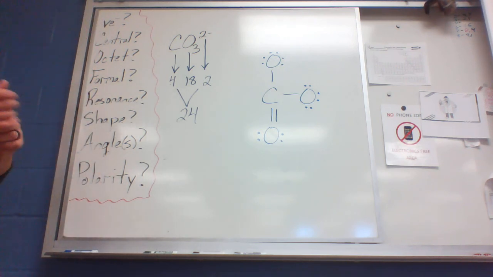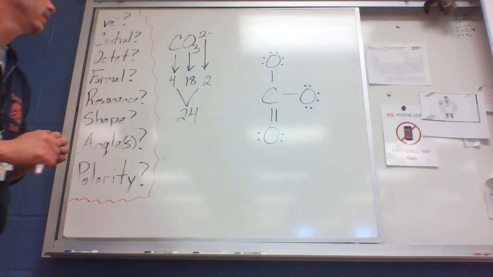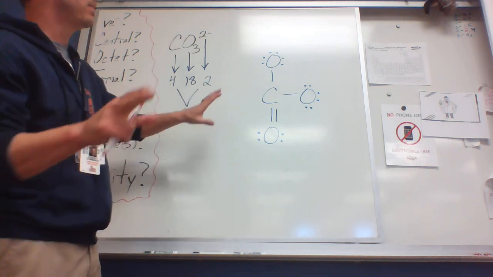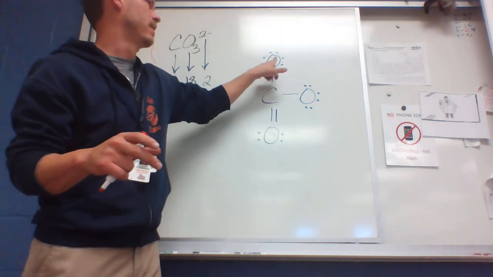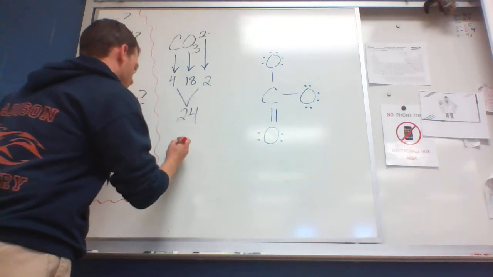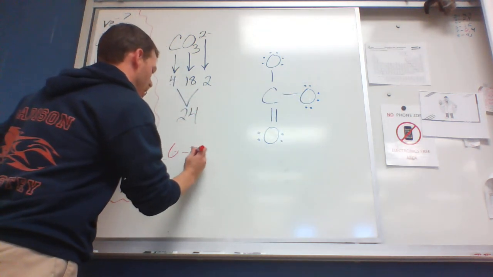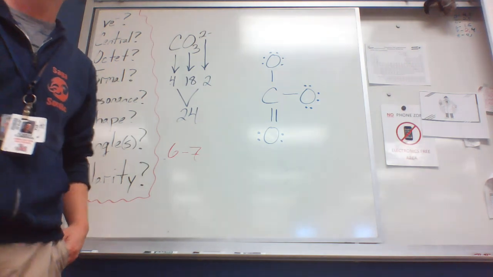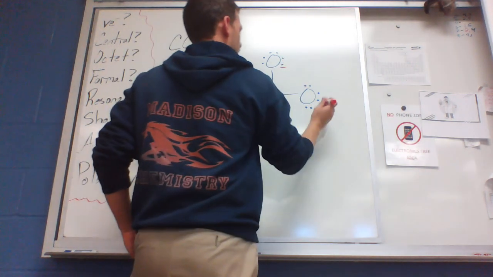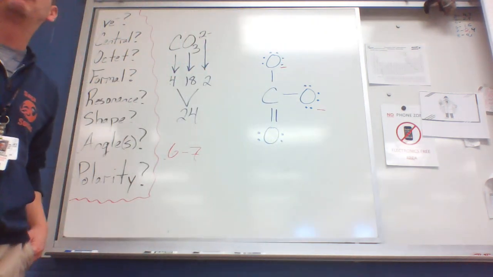Let's check formal charges to make sure nothing's out of whack. All right. Hey, we've got some different stuff here. These 2 oxygens are the same, and both of them have 6 on the table, but 7 in the molecule. So they're both sitting here with a negative formal charge.